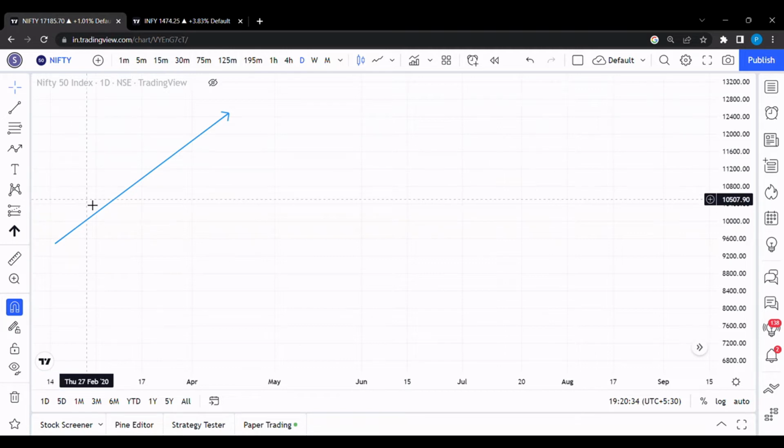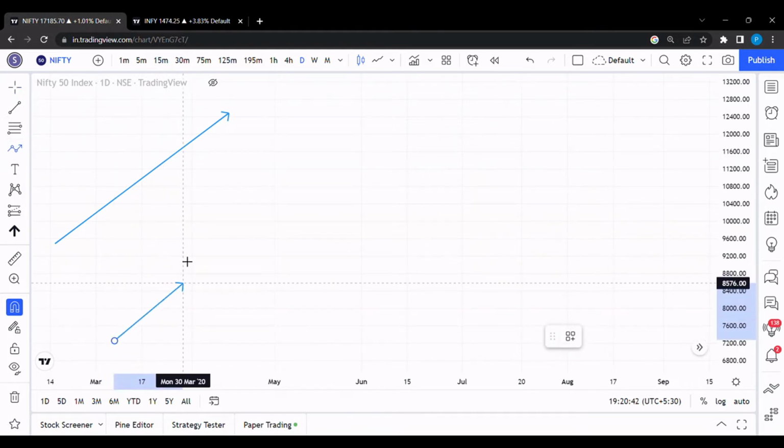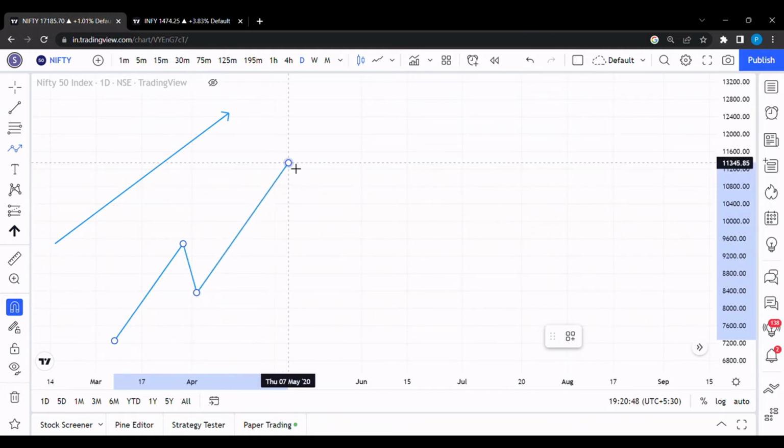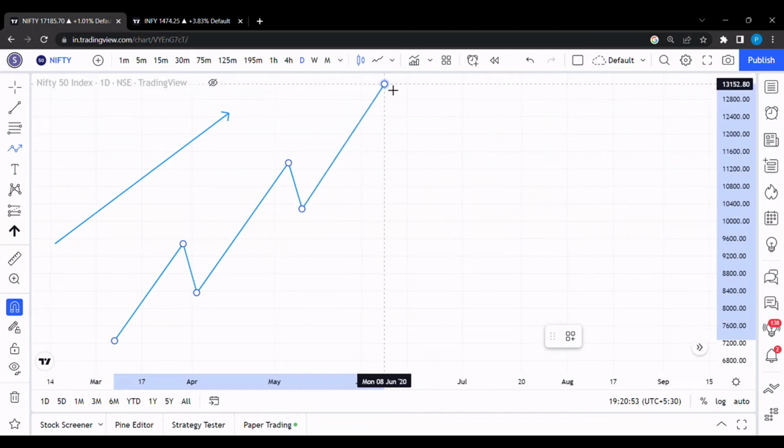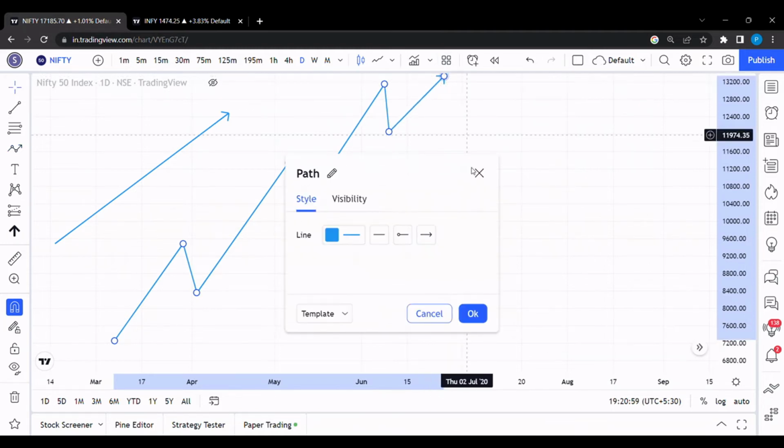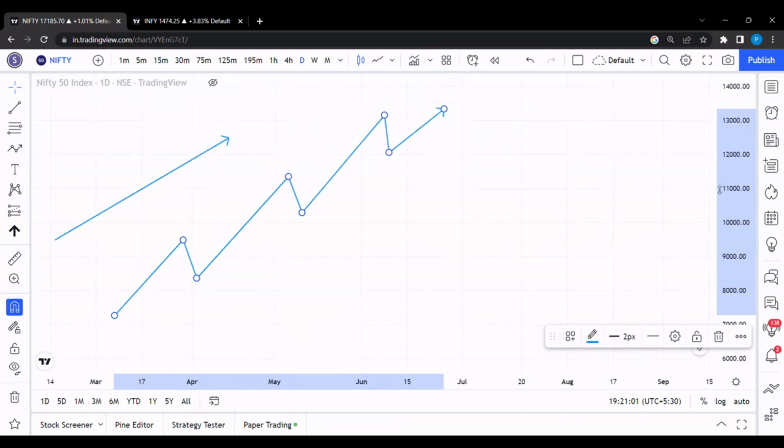We'll see in the charts also, but before moving to the charts, let's understand the basic idea behind an uptrend. Whenever a price goes a little high, it will come a little low as well. Then again it will go a little high, a little low, then again a little high, then again a little low, then again a little high. Okay.